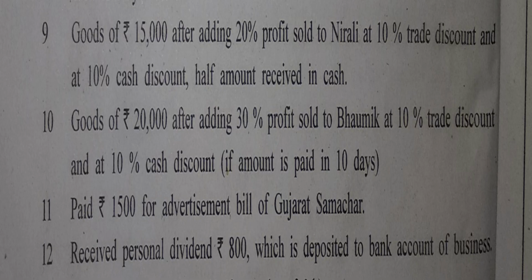If you want to see, the transaction is included here on 9th. Goods of rupees 15,000 have been sold to Nirali. After adding 20% profit and 10% trade discount. So if you will see the journal entry on 9th of August in your textbook, it is given on page number 84. And we have understood this journal entry in the previous lecture actually. So if you will see, there is to sales account 16,200. If out of 16,200, Nirali will return goods.